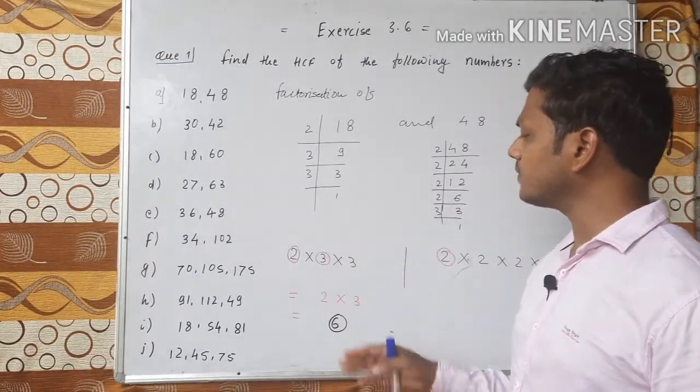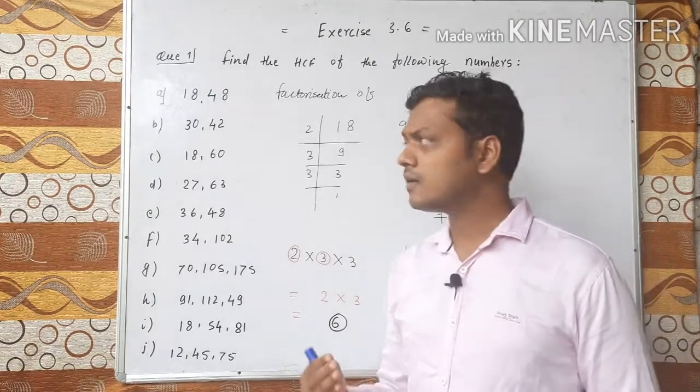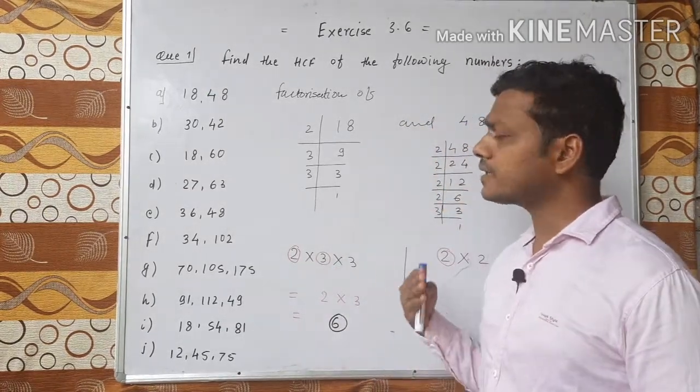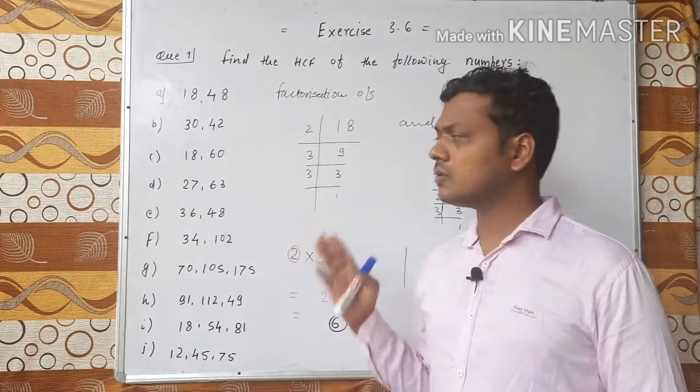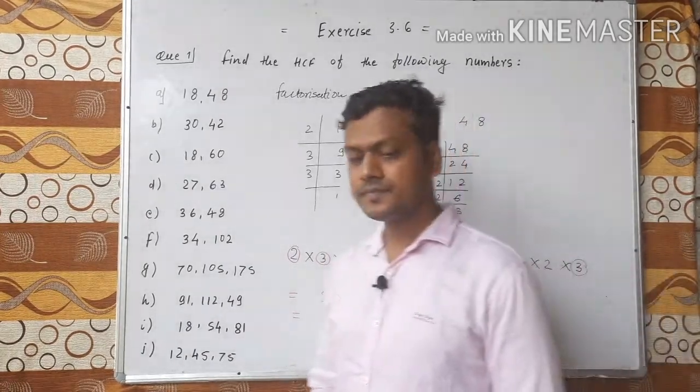So 18 is divisible by 6, 6 threes are 18, and 48 is also divisible by 6, 6 eights are 48. Okay, so the highest common factor is 6.